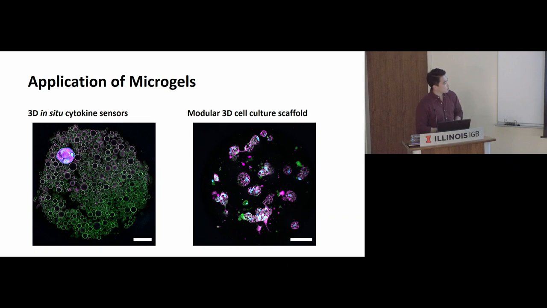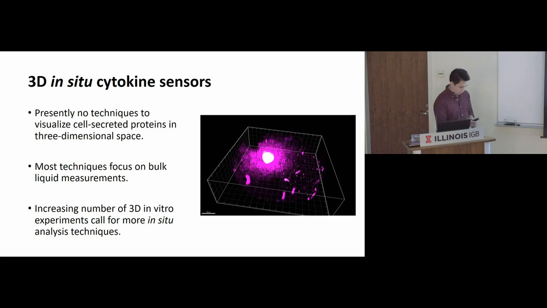Another system that you can think of using the microgels for is this modular 3D cell culture scaffold. It's kind of similar to what came before, but now we're actually imparting some kind of bioactive ECM onto it. And these are also HSCs being attached to the microgels. So first, I'll go through the 3D in situ cytokine sensors.